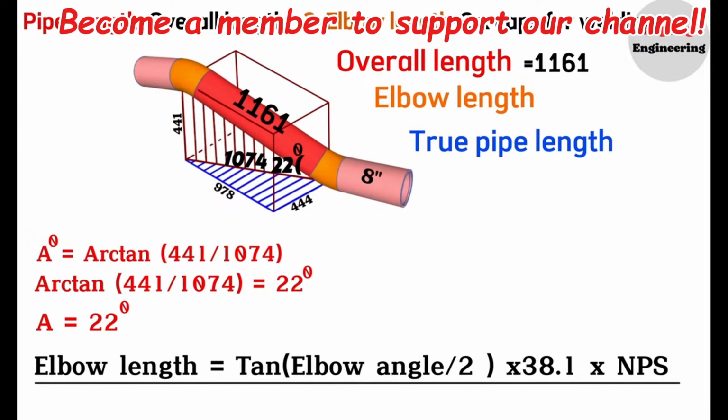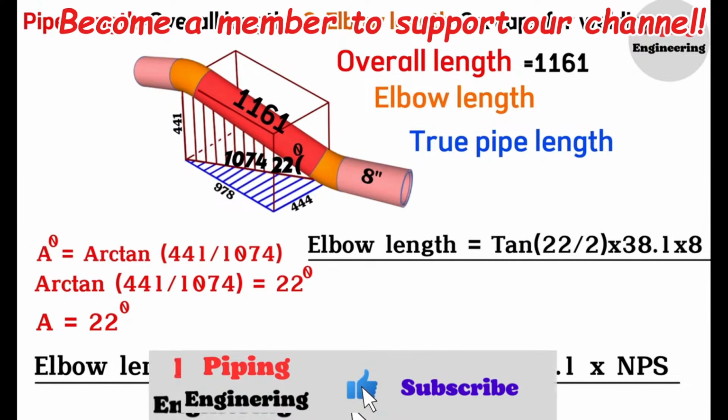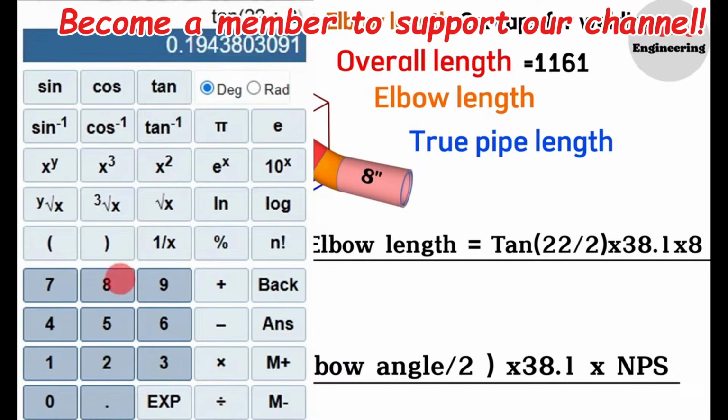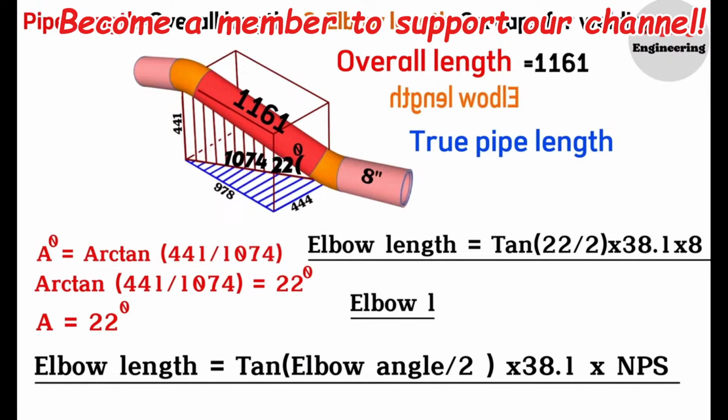So, our elbow length will equal the tangent of 22 divided by 2, multiplied by 38.1, multiplied by 8. Using a scientific calculator, this will equal approximately 59 millimeters. So, we calculated and found that the length of the 8-inch 22-degree elbow is 59 millimeters in this pipeline.